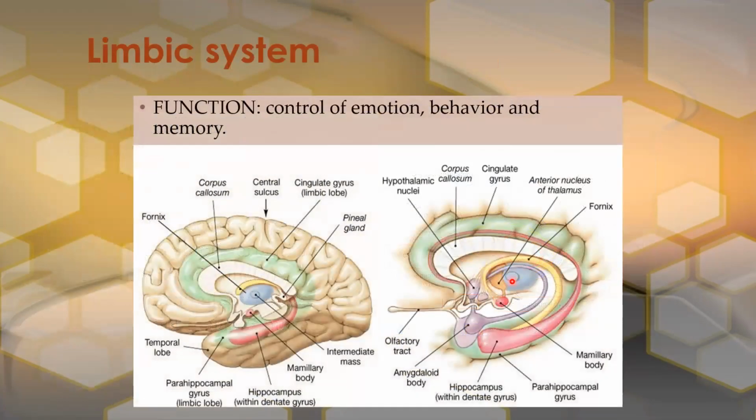So what is the function of the limbic system? They mainly control emotion, behavior, and memory. The hippocampal formation is involved in memory. And then the mammillary body, the cingulate gyrus, the subcallosal area, and another one is the amygdala.